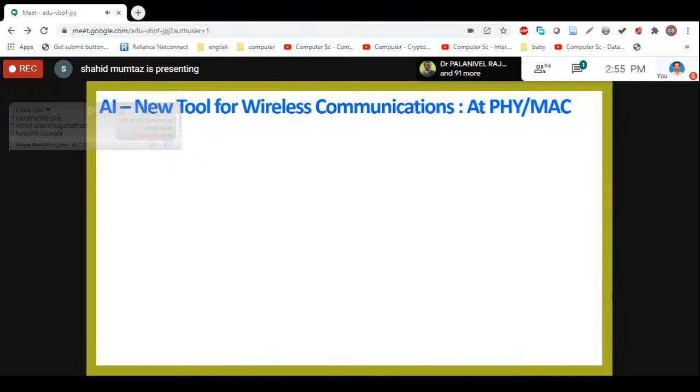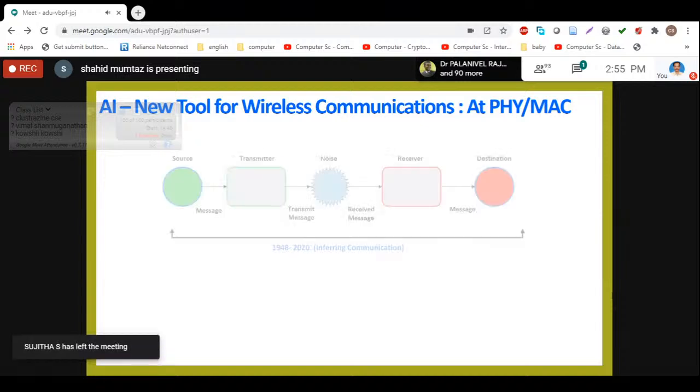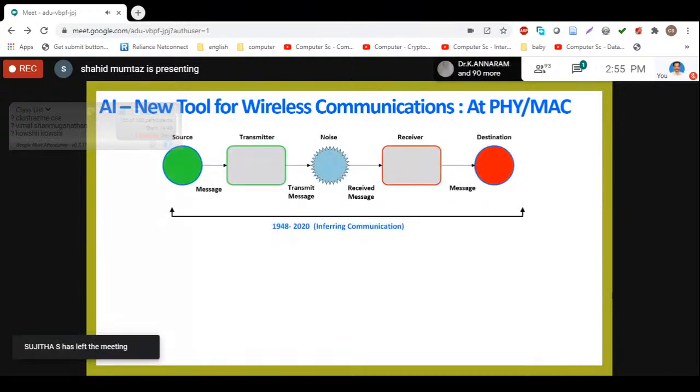Okay, and the next target was the AI. If you see from 1948 till 2020, we used a very basic communication model. We have a source, it goes to the transmitter, and when you send the message over the air, some noise comes into the message and it goes to the receiver.